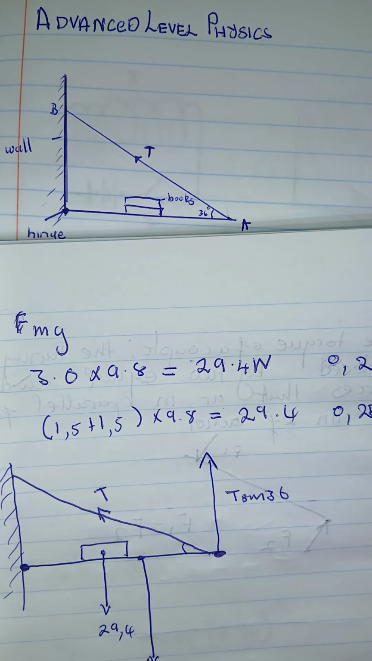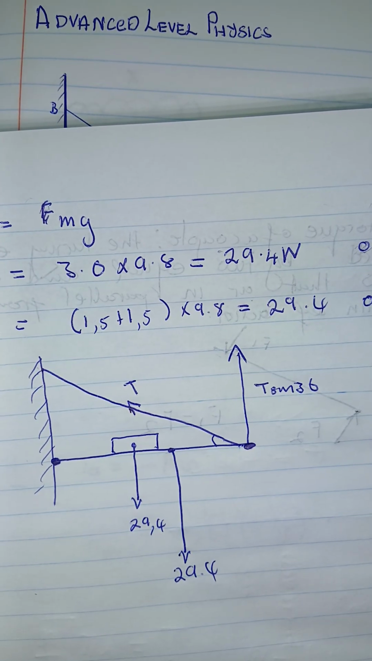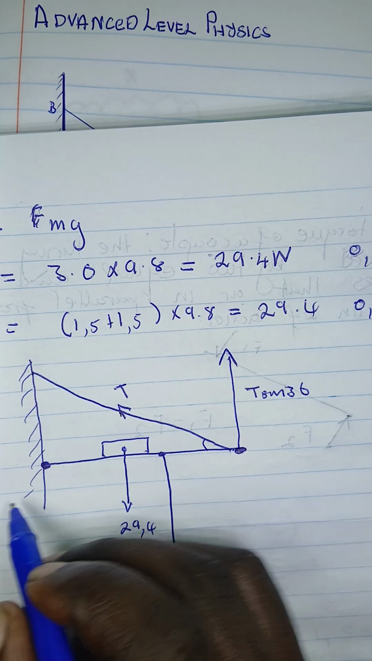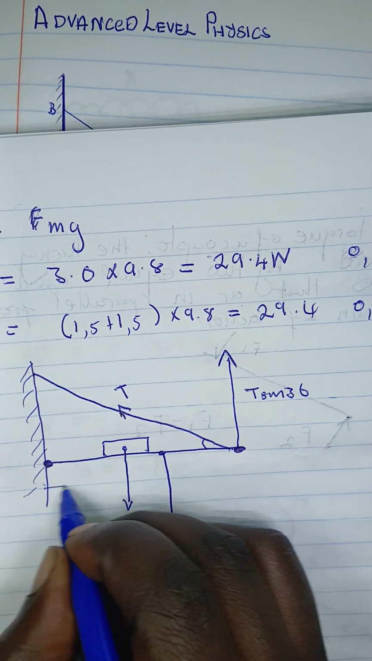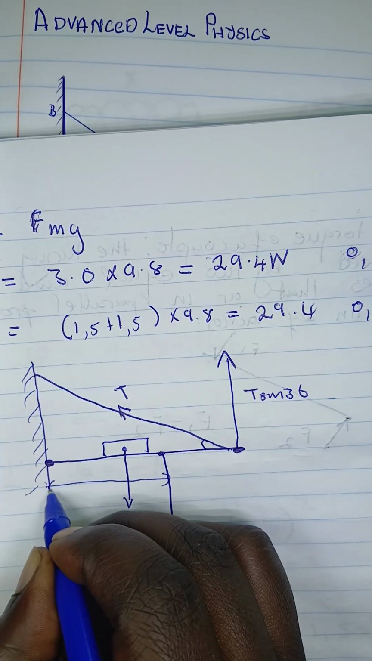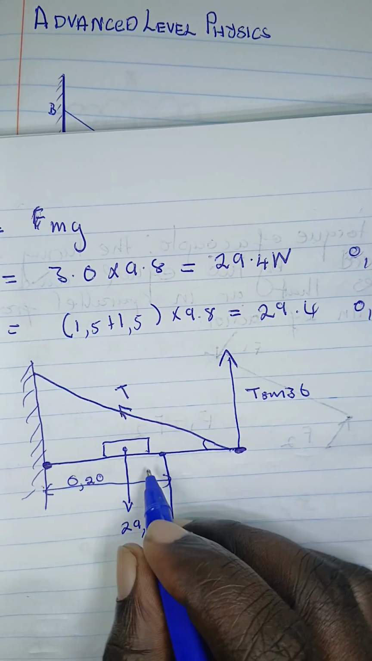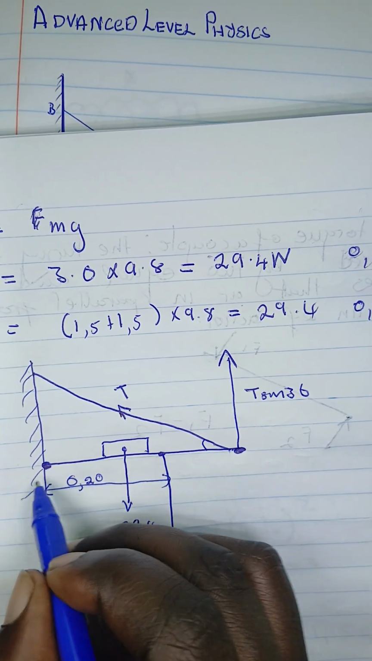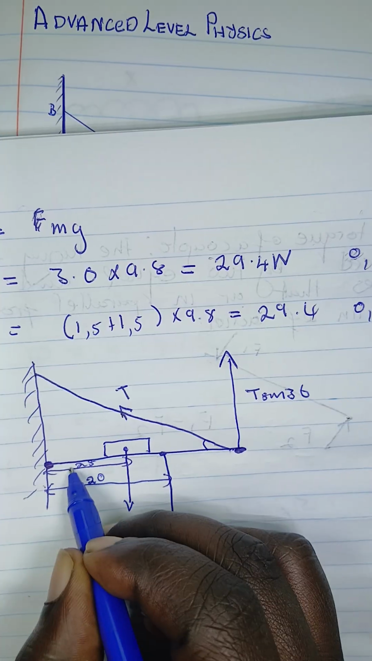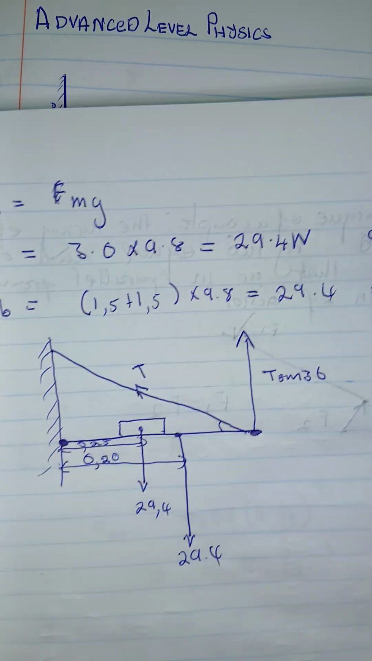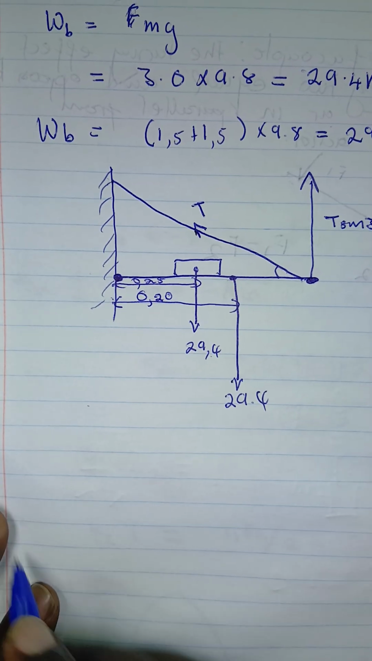So let's go on and put on the distances. From the hinge to the center of the board, that's 20. And this one is 25. My diagram is not to scale, so the calculation is important. So let's move on.